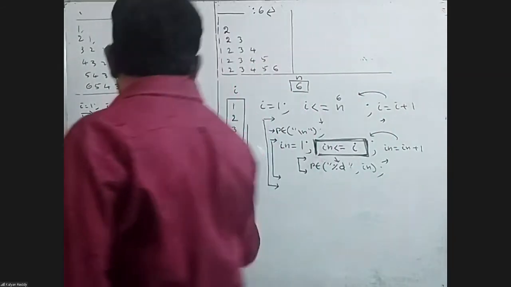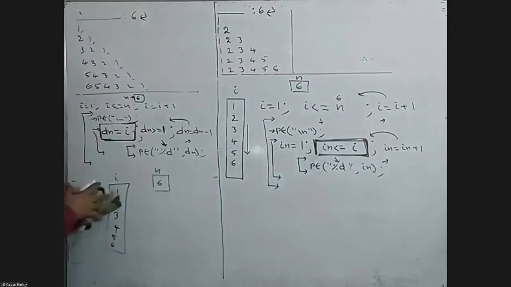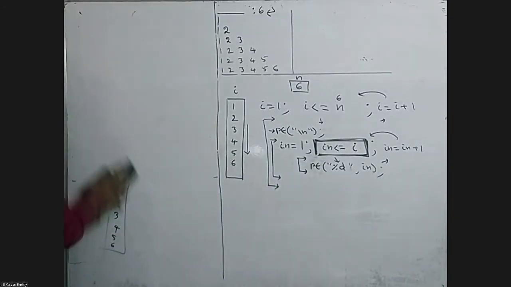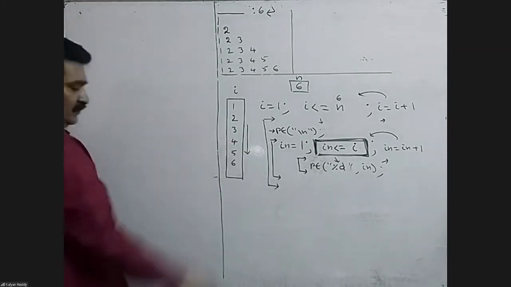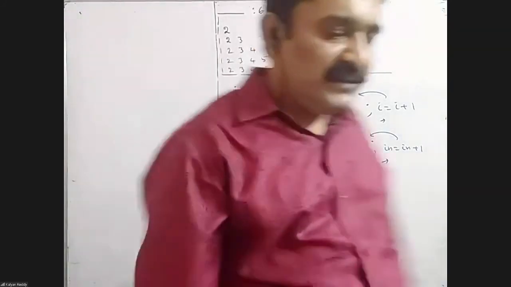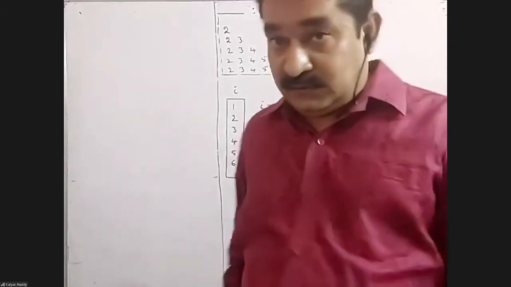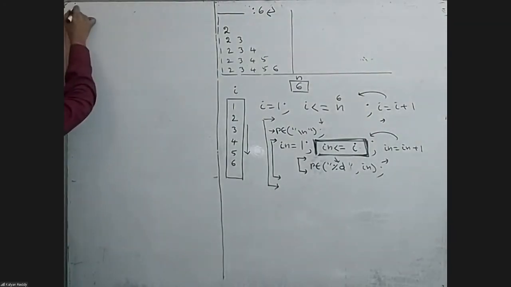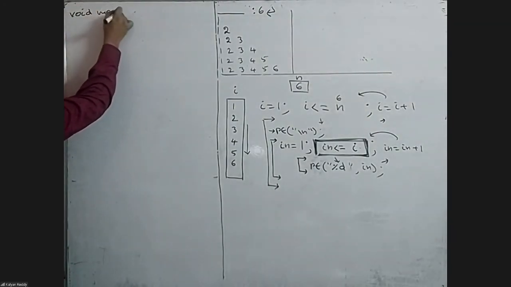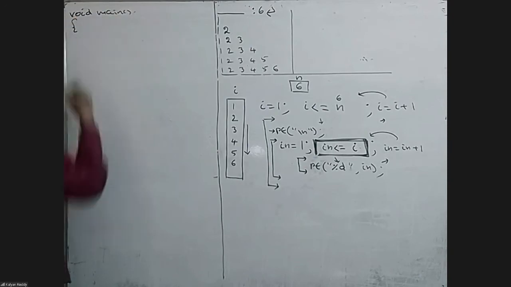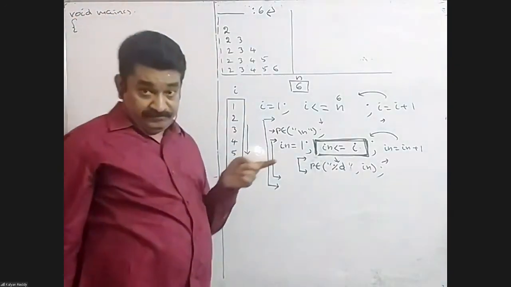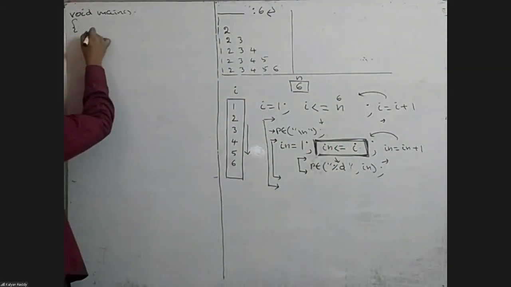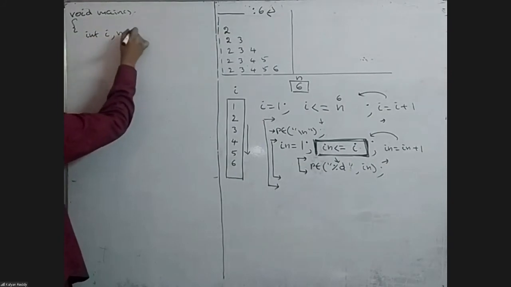Okay, leave about this. Now this one: code construction. Construct everything as a program in our programming language. Declare variables: void main. Total number of variables: 3, int i comma n comma in.